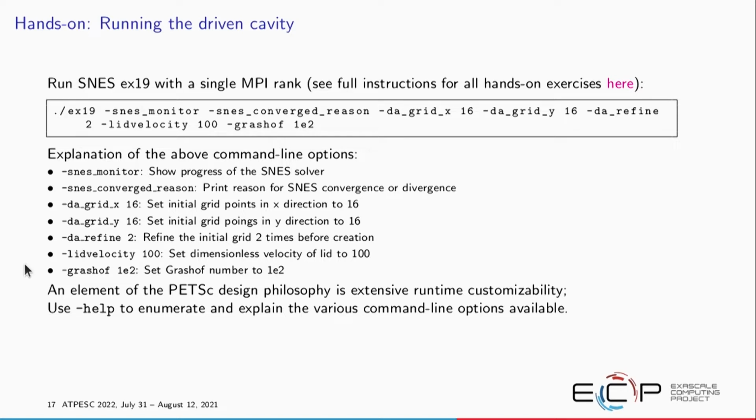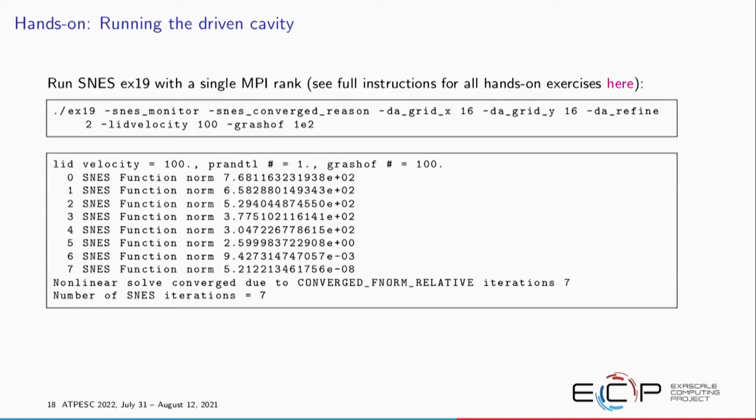One thing I'll note is there are a whole lot of command line options you can use in PETSc. One of the elements of the PETSc design philosophy is really extensive runtime customizability, and we have a -help option that enumerates and explains the various command line options available. And I note it does this in a context-sensitive way. So if you've specified a particular kind of preconditioner you want to use, and you add -help, it'll tell you more options specific to that preconditioner, for instance.